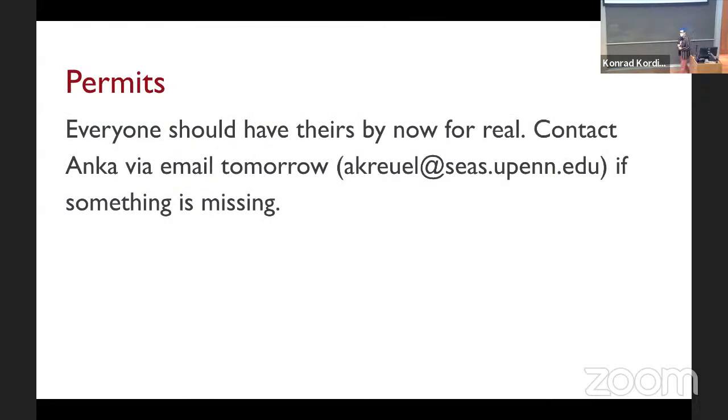Permits. By now, everyone should for real have their permits. Is anyone in here who still doesn't have a permit? Okay, wonderful. That's what I was hoping to hear. It's just that admin sometimes goes wrong, and so it's important to ask.